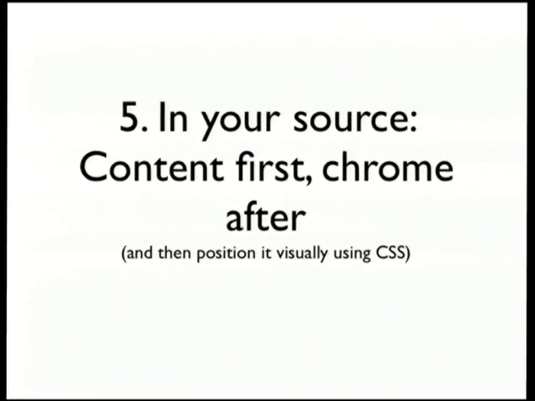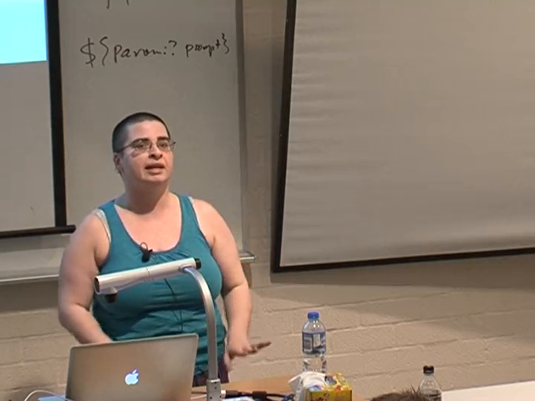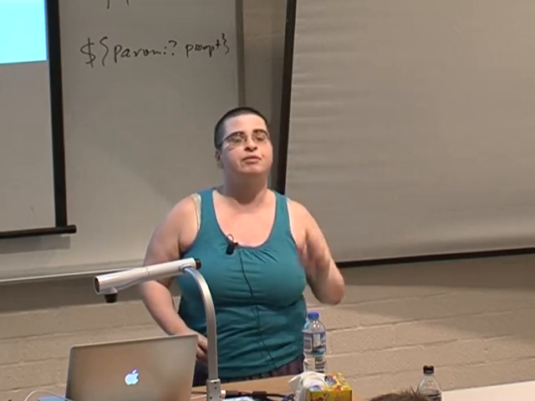You can avoid a lot of this, however, just by carefully writing your HTML and CSS source. And I phrased this as content first and chrome after. If you have navigation, if you have a menu off to the side, if you have the menu over the top, try, if you can, to put all of that content lower in the source. And then using CSS positioning for visual browsers, set that up into where you want it, if you want it on the side, or if you want it on the top. It's pretty easy to do.